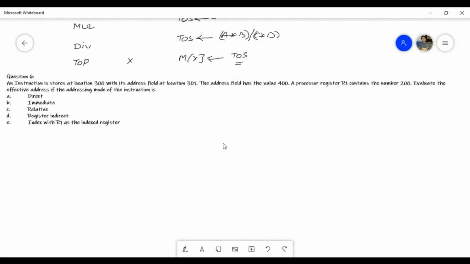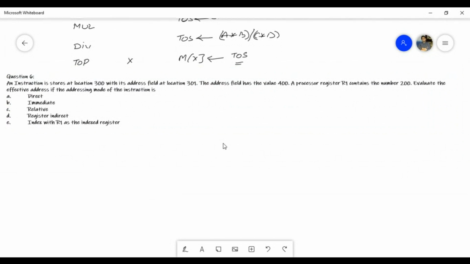An instruction is stored at location 300 with its addressing field at 301. The addressing field has a value 400. The processor register R1 contains the number 200. Evaluate the effective address if the addressing mode of the instruction is direct, immediate, relative, register indirect, and index with R1 as the index register. So first you have to calculate the direct addressing.